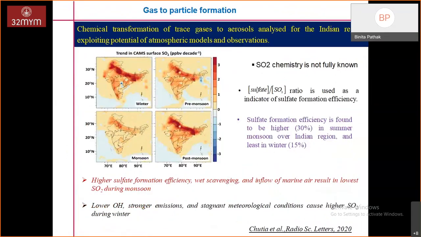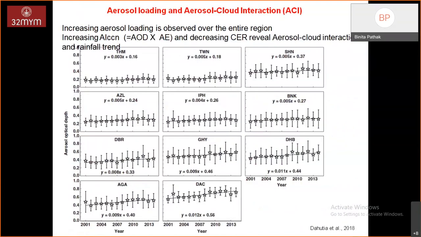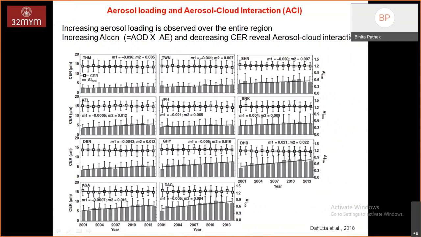And we should mention that sulfur dioxide can get converted into sulfur aerosols with an efficiency of 30% in the monsoon and 15% in winter, the lowest, for the Indian region, which has been published recently. And as there is a global increment in aerosol optical depth, the northeastern region also is showing an increment, thereby contributing to an increase in cloud condensation nuclei and an overall decrease in the cloud effective radius, showing aerosol-cloud interaction, where a decrement in rainfall was also reported.